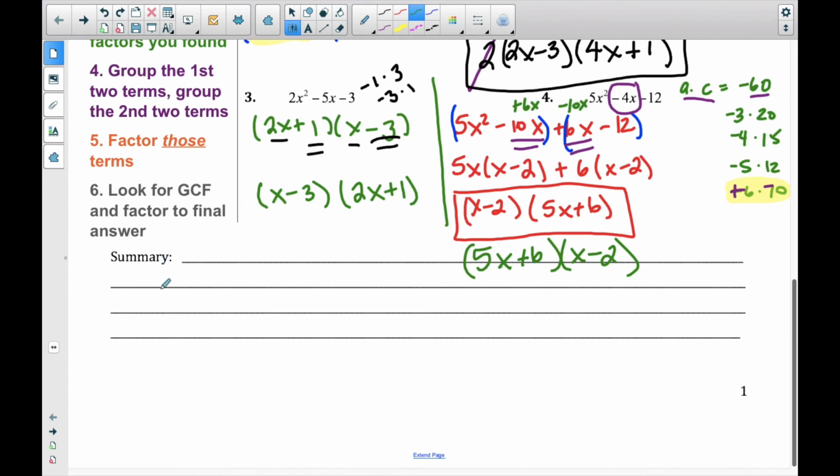The only other thing I want you to do right now is write down a summary. Write down 2 or 3 things that are kind of hints to yourself of what you need to remember from this lesson today. And then tomorrow in class, we will work on splitting the middle term in class.